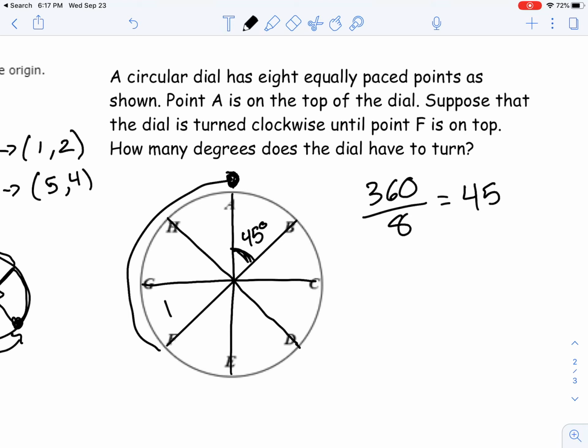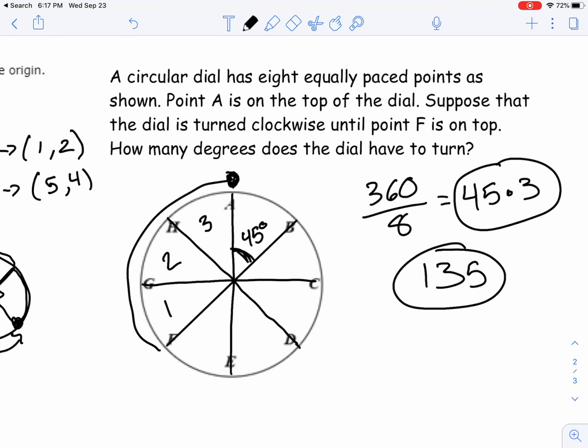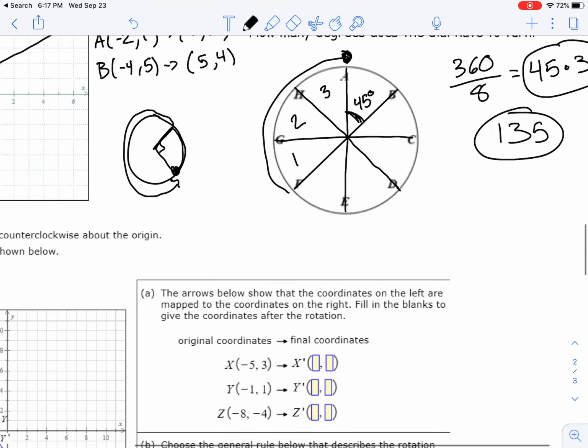And how many slices are we moving in here? Well, we're moving it 1, 2, 3 slices. How many degrees is that? We just multiply that by that 45. And we would get, so 135, I believe, 135.